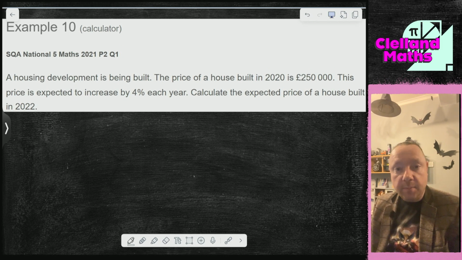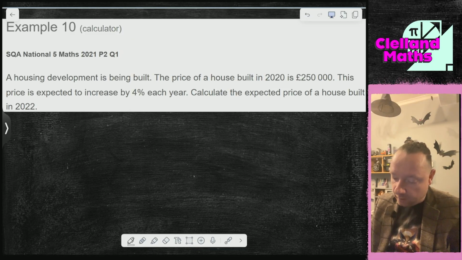Example 10, SQA National 5 Maths 2021, Paper 2, Question 1. A housing development has been built. The price of a house built in 2020 is £250,000. This price is expected to increase by 4% each year. Calculate the expected price of a house built in 2022.